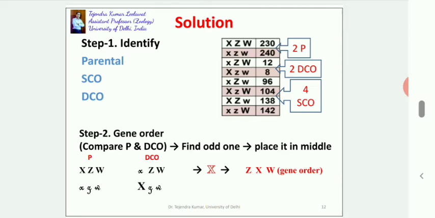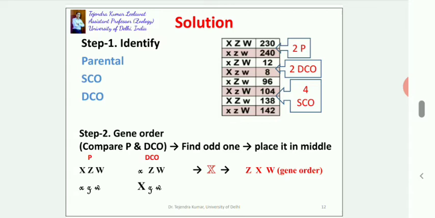Next one is DCO, double crossover. Double crossover shows small x, capital Z, capital W, and capital X, small z, small w. It means we can see which allele or gene has changed. You can easily say that between the parent and the double crossover, only the X gene has changed. So I mentioned here, find the odd one. Which is the odd one? X is the odd one, because it has changed from the parent to the double crossover.